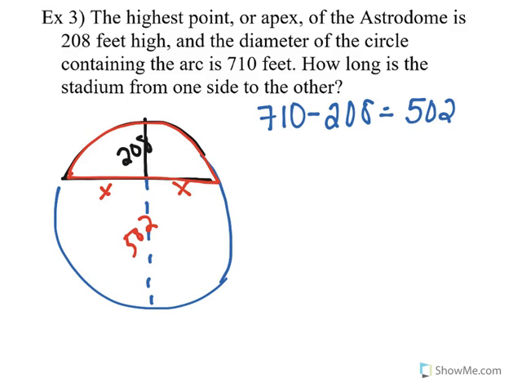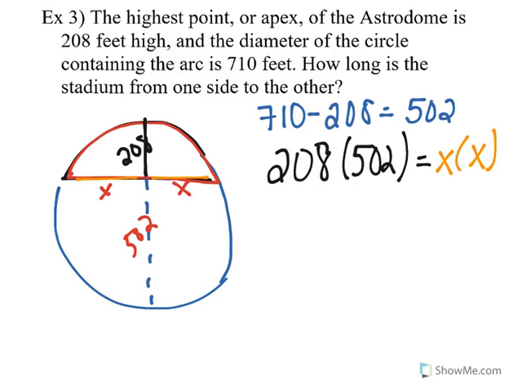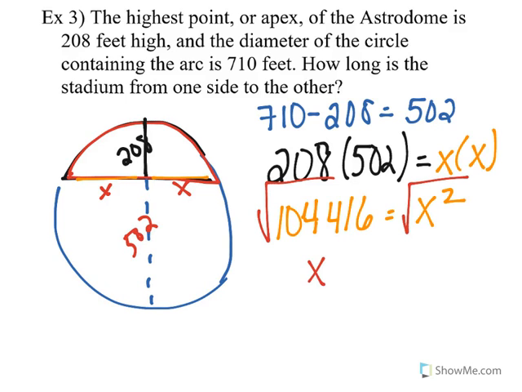So now from here, what are we going to do? We're going to use the previous theorem. So the pieces that are on the same segment, 208 and 502, get multiplied. And then we're going to multiply the x times the x because they're on the same segment. 208 times 502 is 104,416, and that's equal to x squared. I'm going to take my square root, and I get that x is 323.13.